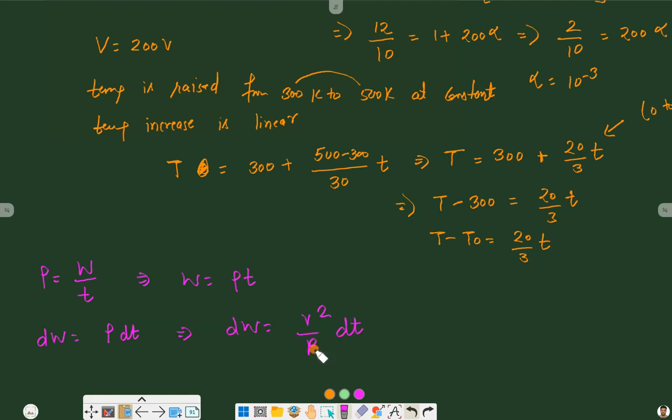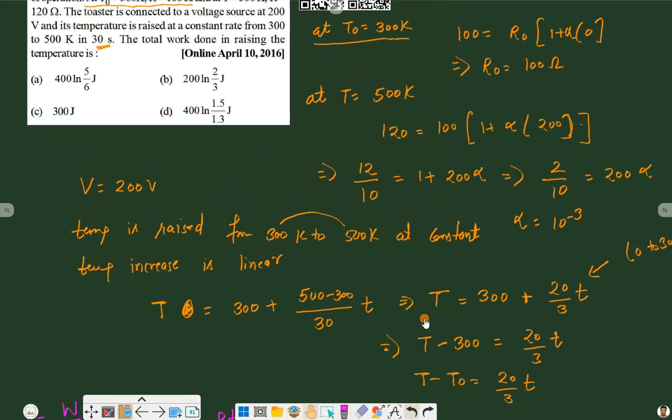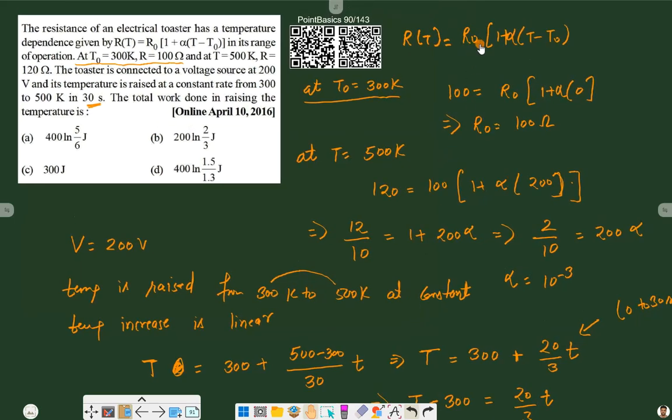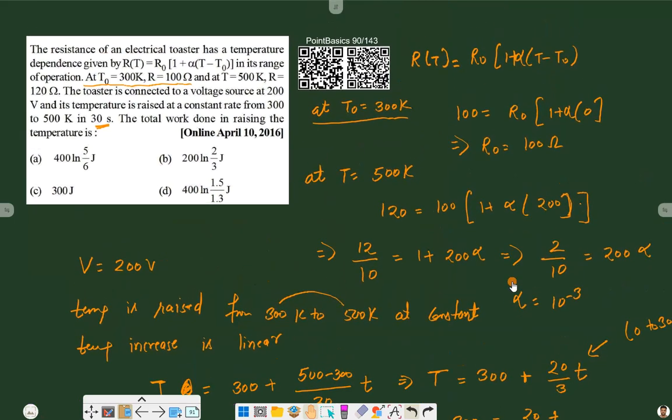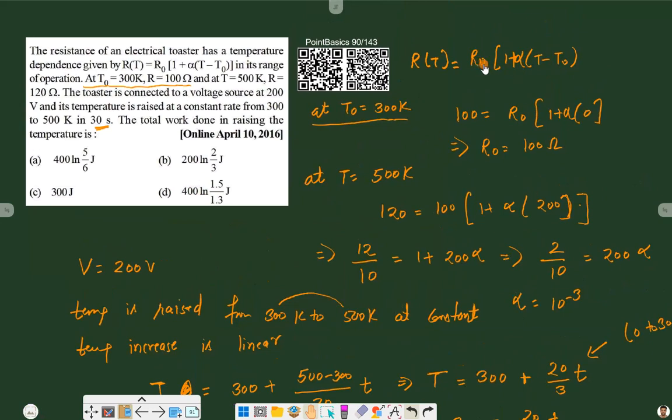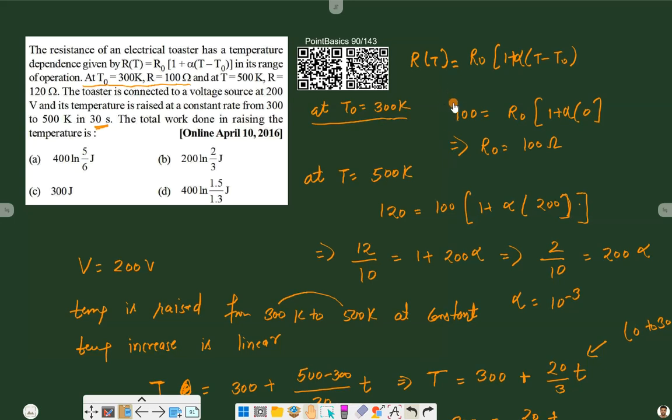Now the value of this resistance we know by the formula which is already given to us. It is R node into 1 plus alpha into T minus T node. T minus T node we have just calculated here. It is 20 by 3 into time. Value of alpha we know is 10 raised to power minus 3. Value of R node we know is 100. So we can effectively write that RT will be 100 times 1 plus alpha, that is 10 raised to power minus 3, into 20 by 3 t. So this will be the value of RT.